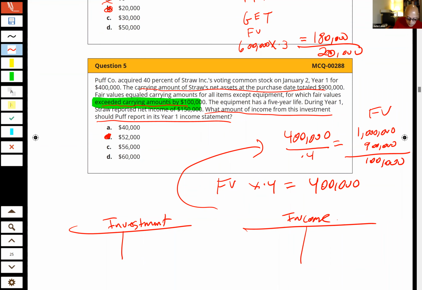That's 20,000 per year, but I'm only on the hook for 40% of that. So 20,000 times 40% is 8,000. I would credit the investment. I would debit the income for the 8,000, thus giving me the correct answer here, which is the $52,000 for the income for the year.